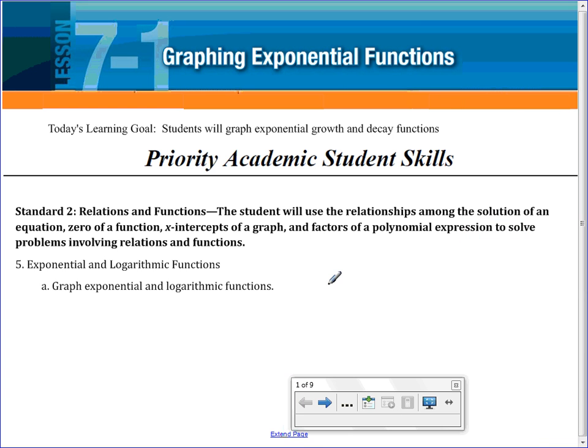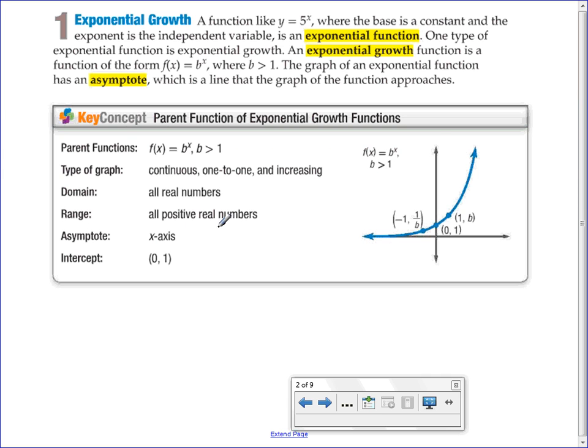Okay, today we're talking about lesson 7.1. 7.1 is all about graphing exponential growth and decay functions. This goes along with our Pascal 2.5a. Let's talk about exponential growth.